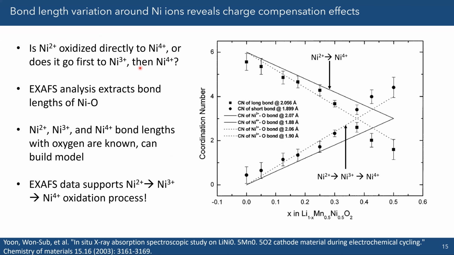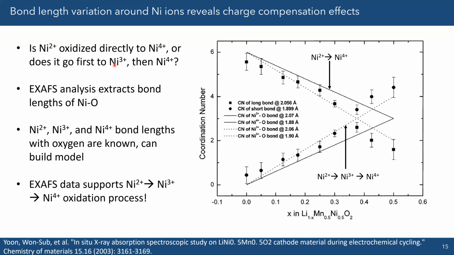based on which process. So in this plot, basically you have your coordination number as a function of your charge state. So for nickel 2+ directly to nickel 4+, you expect a trend, which is this solid line. And for the nickel 2+ to 3+ to 4+, you expect the dotted line. So this is what they modeled, their expected coordination number versus charging to look like.